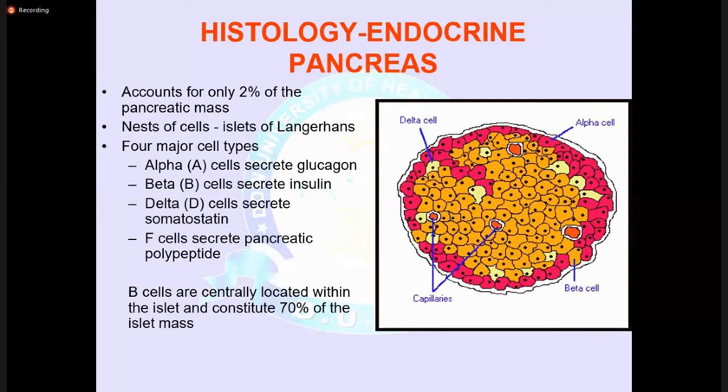Then you have the alpha cells, which are about 20% of cells, concerned with the release of glucagon, and delta cells, which form about 4% of the cells of the endocrine pancreas, concerned with the release of somatostatin. And the smallest contribution of cells are the F type of cells, also known as the PP type of cells, that is the pancreatic polypeptide secreting cells.